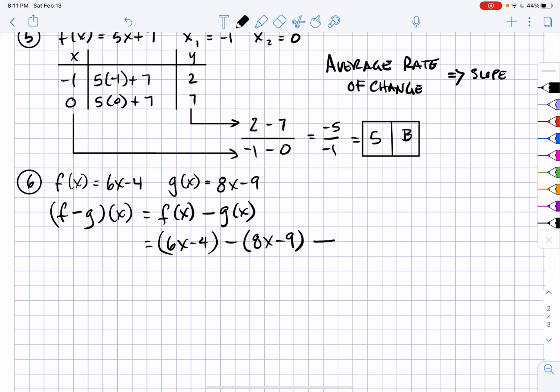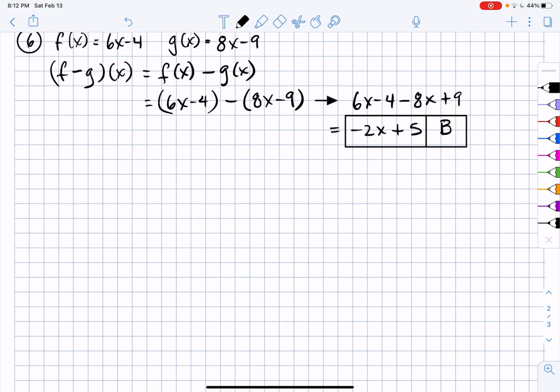So, this tells me that what I'm going to have now is 6x minus 4 minus 8x plus 9. Correct. I do need to distribute this negative through. Okay. So that is what I'm going to do, and that's what I did. So therefore, I'm going to have a negative 2x plus 5, which is choice B. All right. There we go. On to number 7.